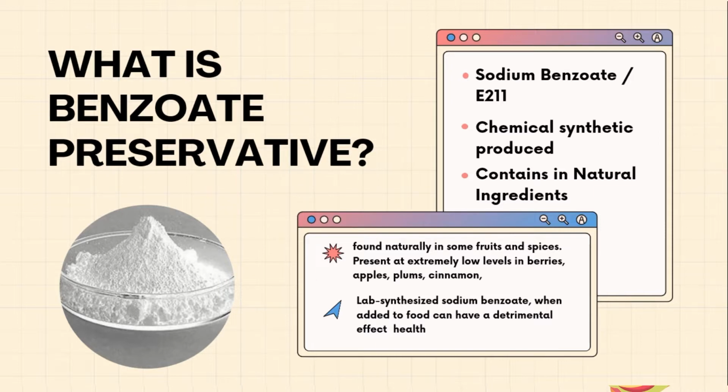Many foods are a natural source of benzoic acid because it is contained in natural ingredients. It is found naturally in some fruit and spice, present at extremely low levels in berries, apple, plums, and cinnamon. It is also lab synthesized. Sodium benzoate, when added to food, can have a detrimental effect on health.